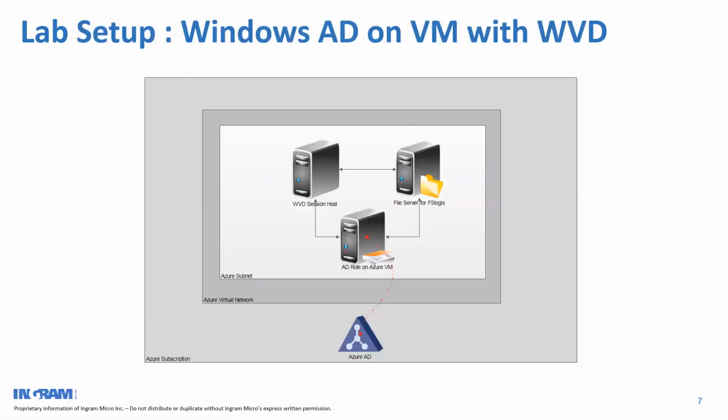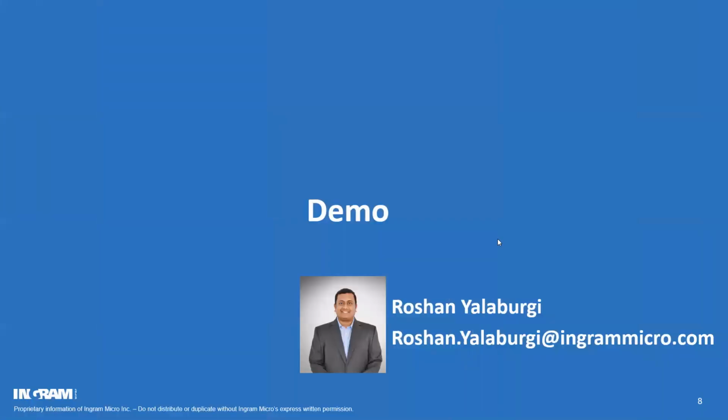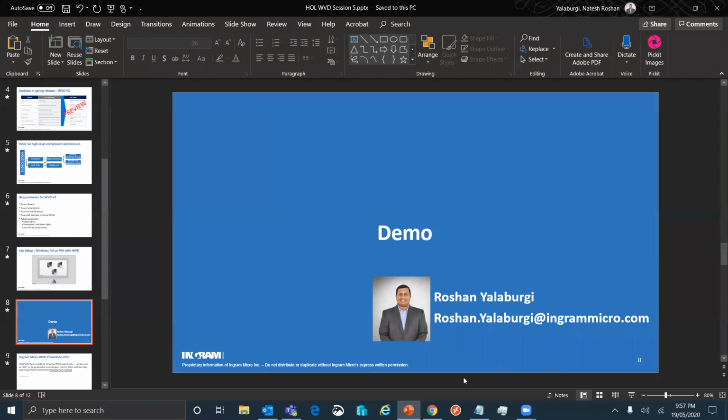So this is my lab setup, very simple, straightforward. I have a virtual machine acting as an Active Directory. This Active Directory is syncing with my Azure AD using Azure AD Connect. And within the same network, I will be creating the session host and the host pools, so that it's able to communicate with my Active Directory and create the Windows Virtual Desktop infrastructure. So let's jump on to the demo and let's create Windows Virtual Desktop using the new Spring release.